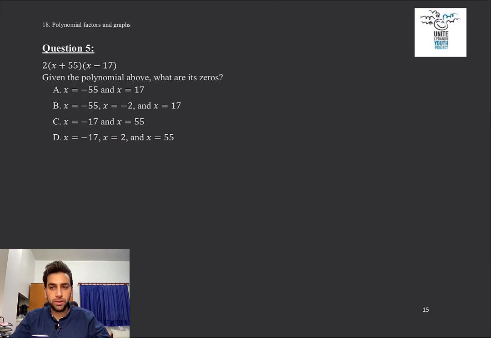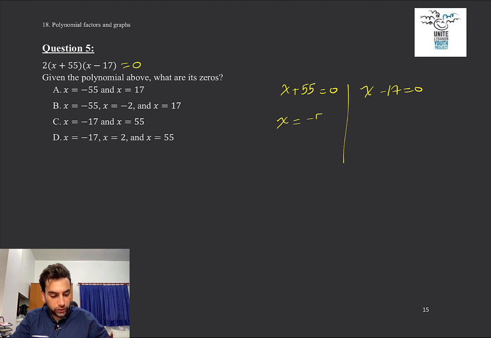Finally, exercise number 5, which is really similar to the one we just solved. Given the polynomial above, what are its zeros? So we need to equate this to 0. We'll get x plus 55 equals 0, and x minus 17 equals 0, which obviously gives me x equals negative 55 and x equals 17. Thus, my answer is choice number A.